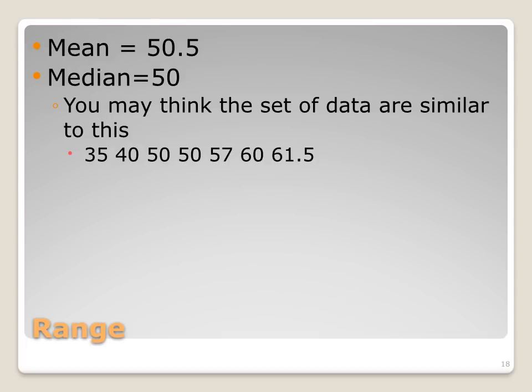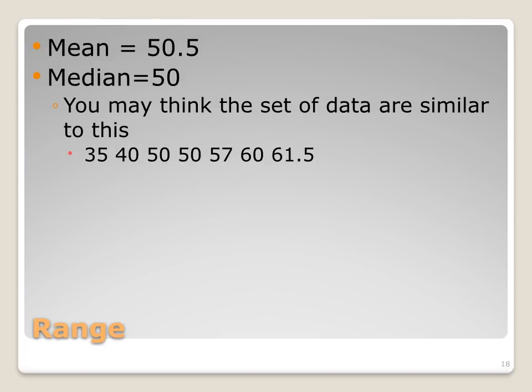So in this case, we have a range of values that could indicate a mean of 50.5 and a median of 50. So you might think that with a mean of 50.5 and a median of 50, the data set will probably look something like this. Unfortunately, the mean and the median don't really tell the whole story, so the range can give you more information.